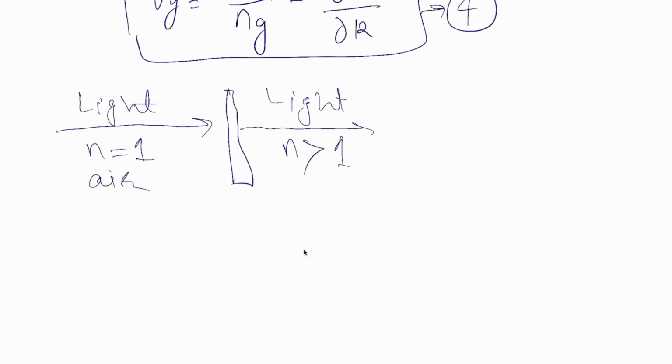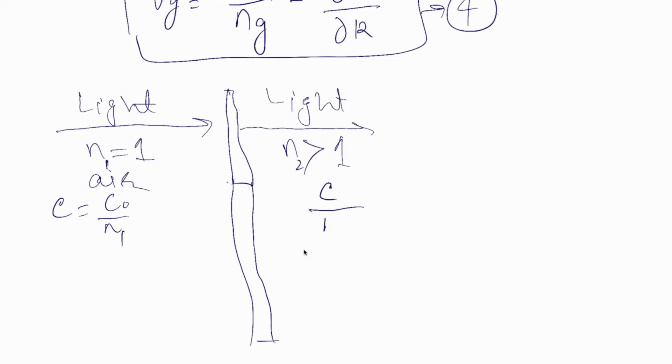So when you are in n is equal to 1, I just extend it. Your C is, let's say, C naught over n. Let's say this is n1 and this is n2. So your C is your speed of light, same 3 into 10 to raise power 8. But when it goes into the denser one and you divide it by n2, it means this reduces.